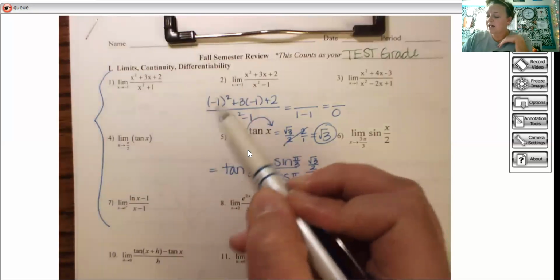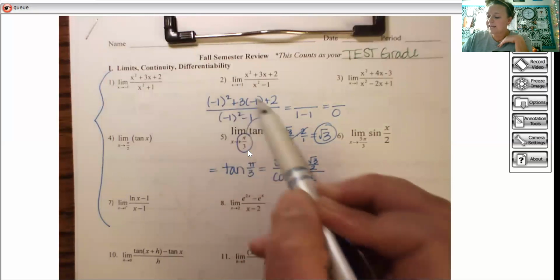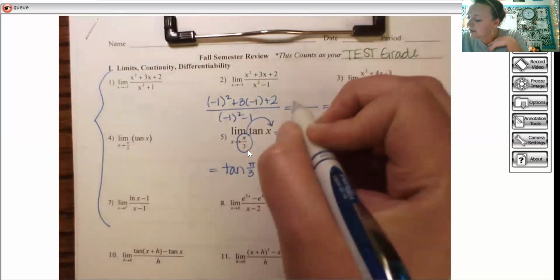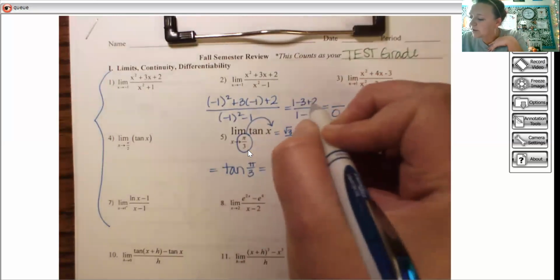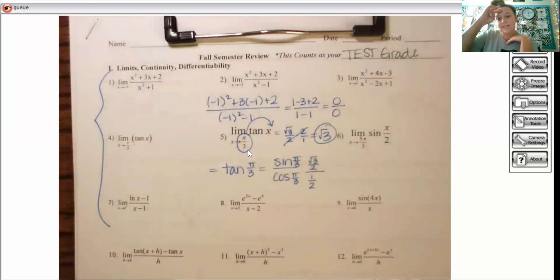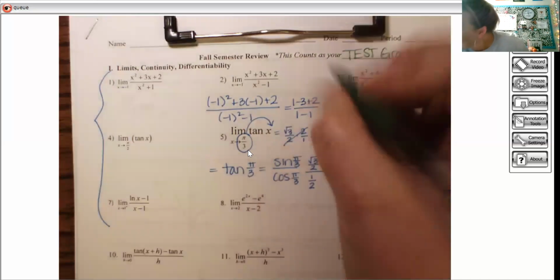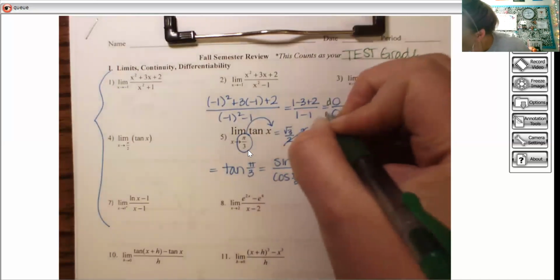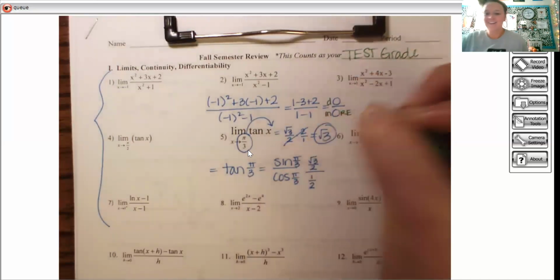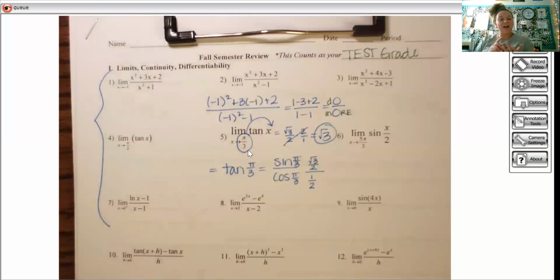-1 squared is a +1. That's going to give me a -3 and then a +2, which means that if you get 0 over 0, remember, that means you have to do more. So my options would be factor and cancel or L'Hopital's rule. So I'm gonna go with L'Hopital's rule just because we just did it yesterday and it's a good little reminder.